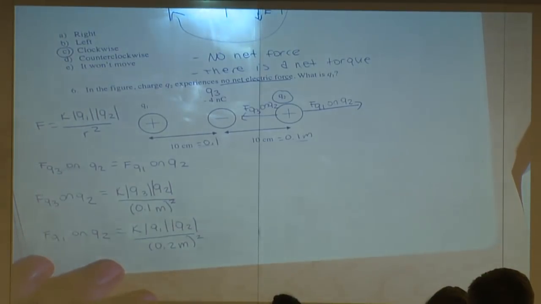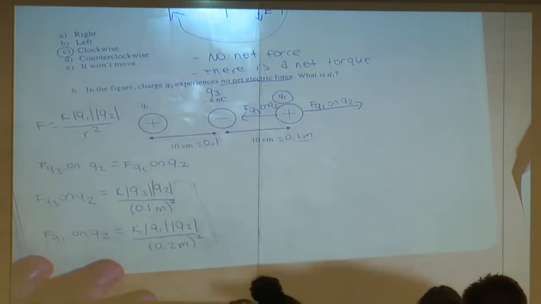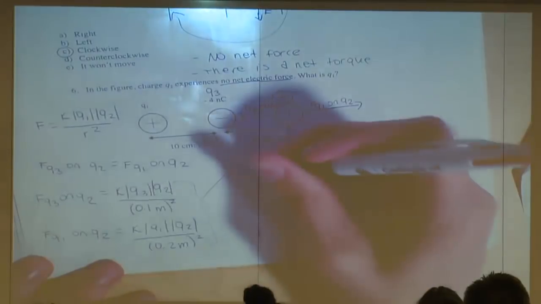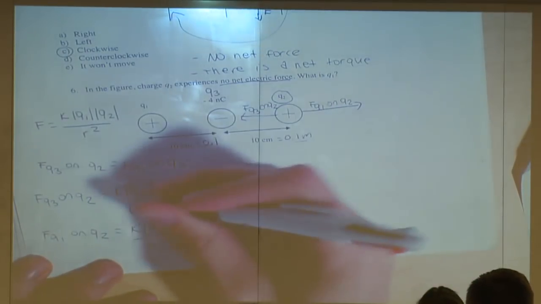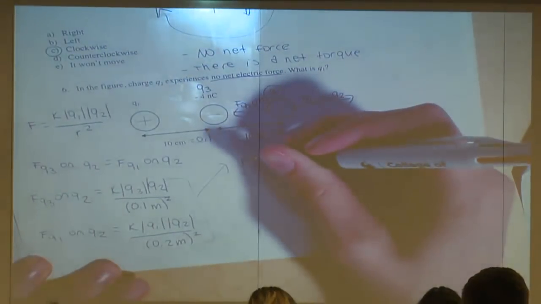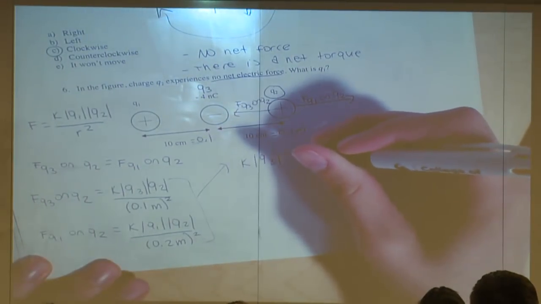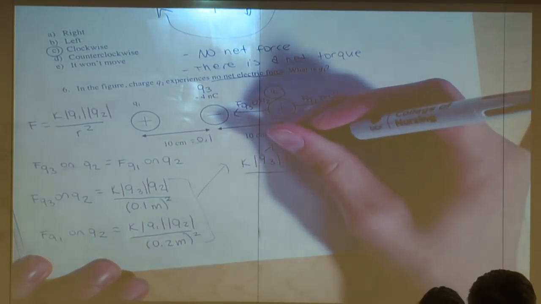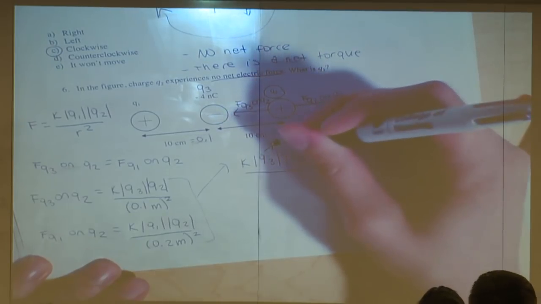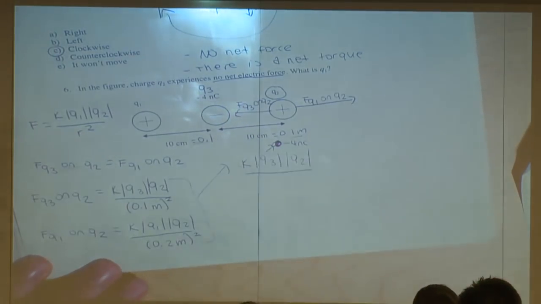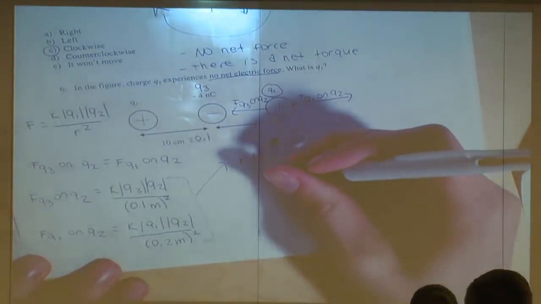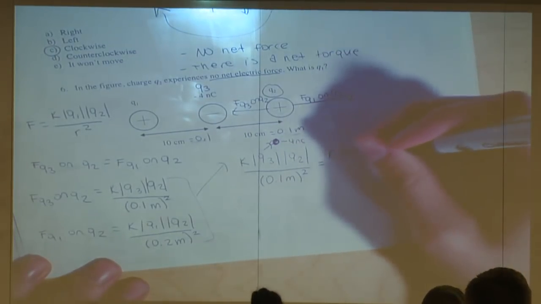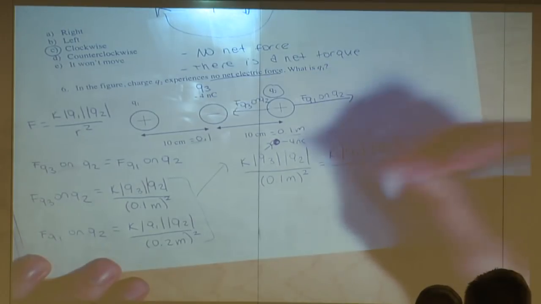Okay. So now we're going to take these two equations and set them equal to each other. And stuff is going to end up canceling out. That's why I didn't plug stuff in, except for the radius. So I'm basically just going to rewrite these and set them equal to each other. So K Q3 Q2 over, I'll put an arrow, because this is negative 4 nanocoulombs. We'll plug that in on the next one. We probably could have done it this time. Okay, so over 0.1 meters squared equals K Q1 Q2 over 0.2 meters squared.